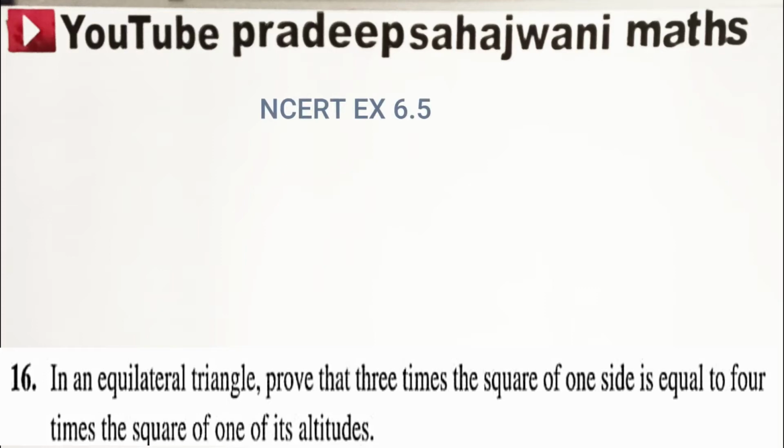Class 10th, after finishing the linear equation important word problems, from today we are starting the similar triangles important questions from NCERT. The first question is 6.5, question number 16. In an equilateral triangle, prove that 3 times the square of one side is equal to 4 times the square of its altitude. So let us see the solution.